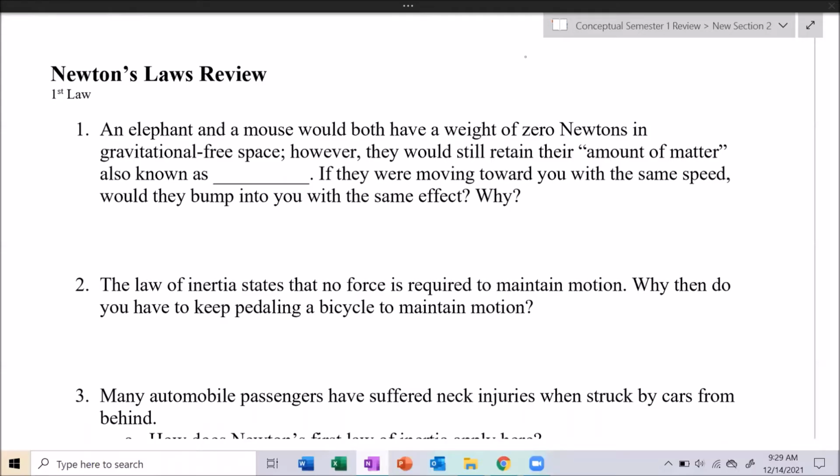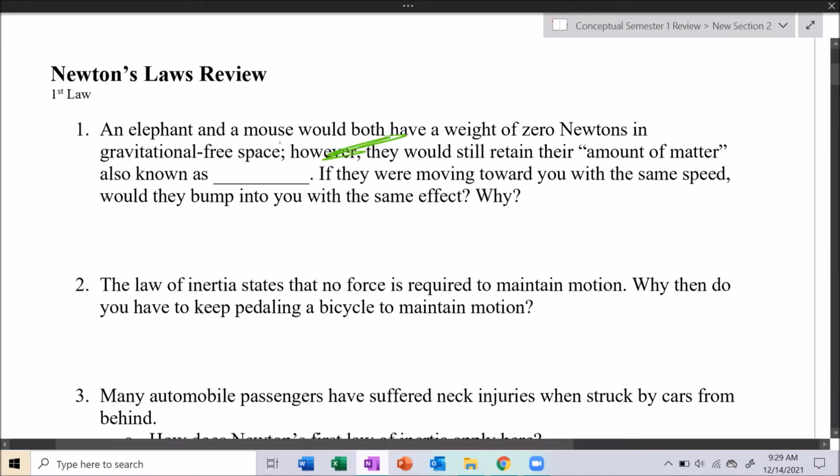All right, this page is pretty interesting because we take some words and we fill in the blank, but I really want you guys to understand this. Say an elephant was charging and a moose was charging. They're going to have different masses. They're going to have different effects. But if an elephant and a moose have a weight of 0 newtons way out in outer space, they're free of gravity, they're free of friction. Would they retain their amount of matter, or their mass? You bet, Red Rider. If they were moving towards you with the same speed, would they bump into you with the same effect? Well, no.